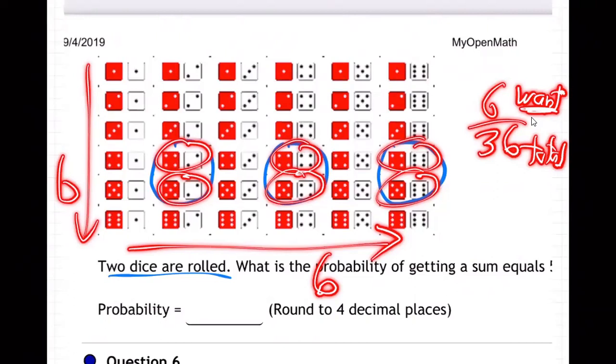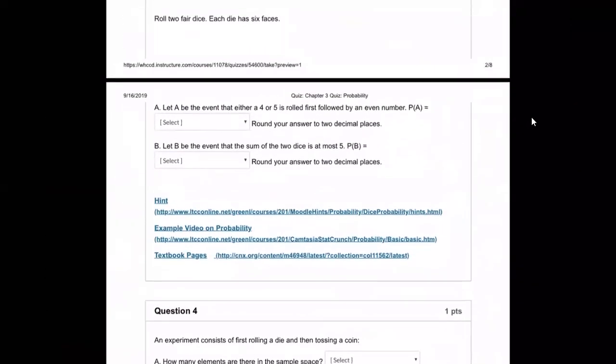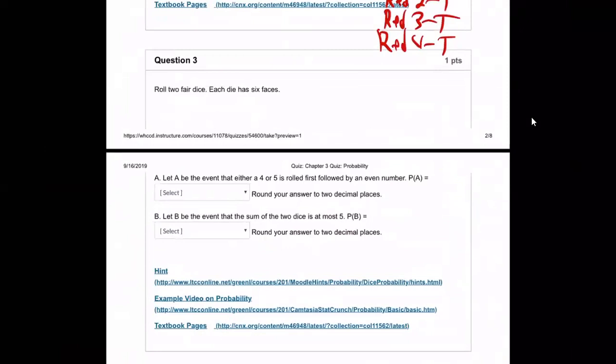Well, there's 6 different outcomes that satisfy what we want. We want this one, or that one, or this, 3, 4, 5. Any of those 6 different things we'll be happy with. They're a 4 or 5 on the first die, followed by an even number. That's 6 different things out of 36 that satisfy what we want. So I come back up here and go, okay, that would be 6 out of 36.